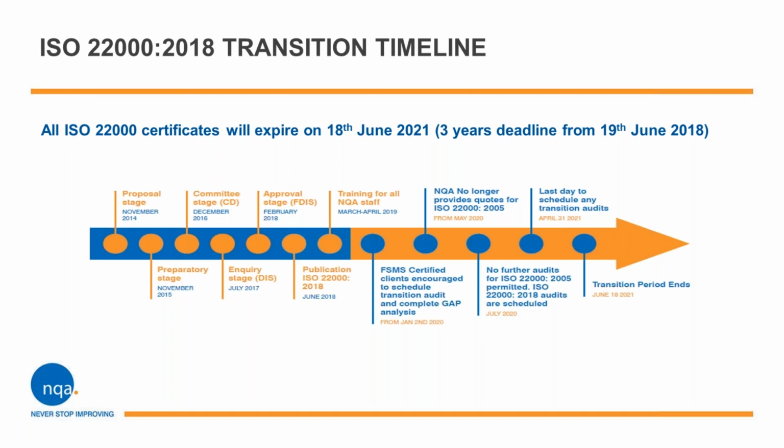We encourage all our clients to do a transition and also complete a gap analysis that we are going to give them before this audit is confirmed. The last day to schedule any transition audits will be in April 2021, and then the transition period ends in June 2021. Okay, remember that day, 18th of June 2021.